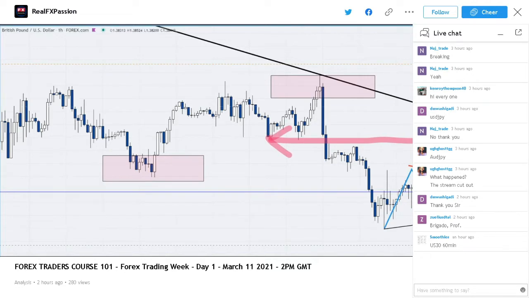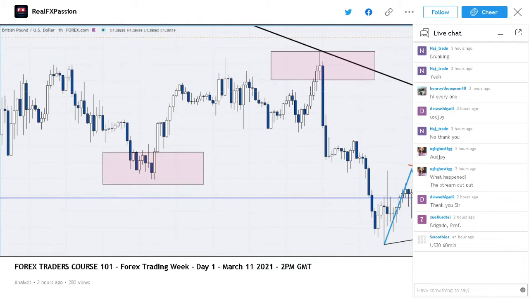Can you see everybody the charts? Or we have a connectivity problem one more time. Remember, TradingView streams are still in beta testing. Can you see the charts?